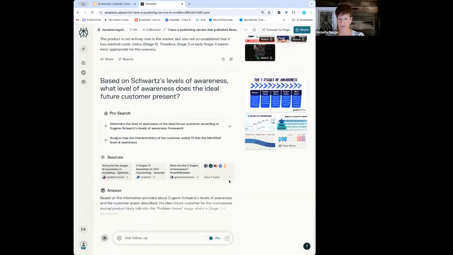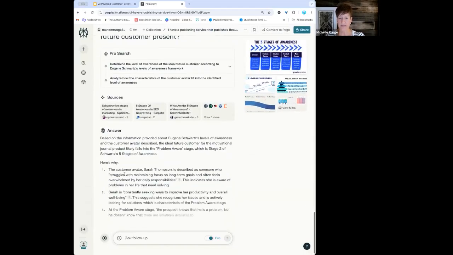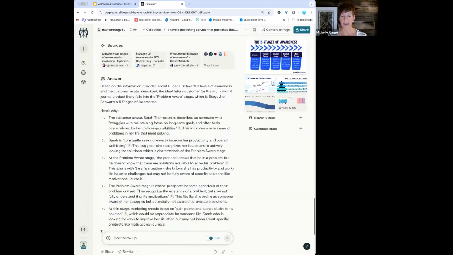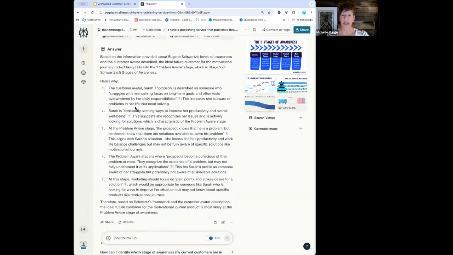Here again, you have a number of different sources. Based on the information about this, problem aware stage is stage two. That's pretty interesting. And here's why. The customer avatar, Sarah Thompson, is described as someone who struggles with maintaining focus on long-term goals and often feels overwhelmed by her daily responsibilities. This indicates she's aware of problems in her life that need solving. She's constantly seeking ways to improve her productivity and overall well-being. This suggests that she recognizes her issues and is actively looking for solutions.